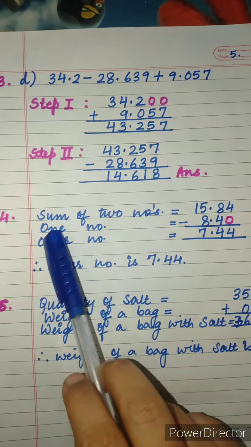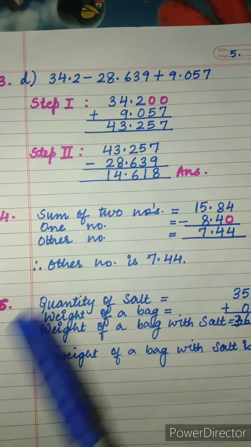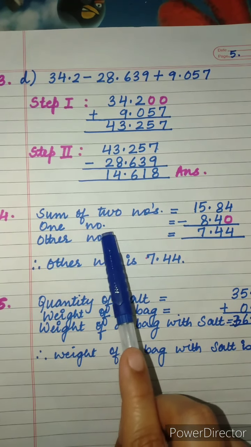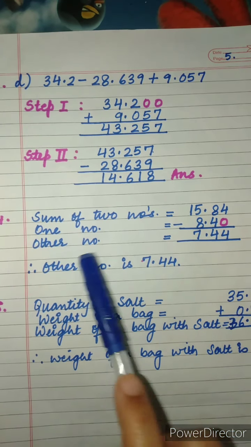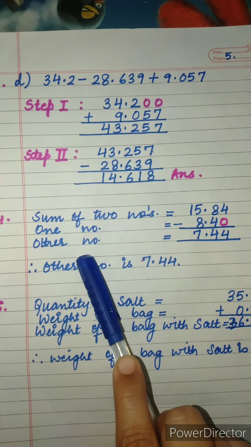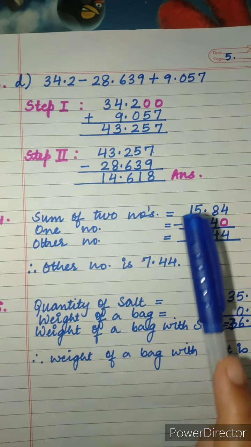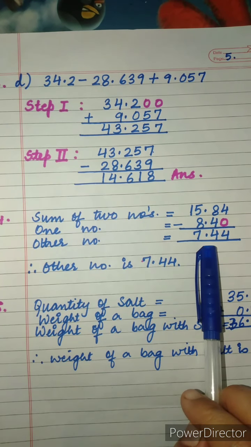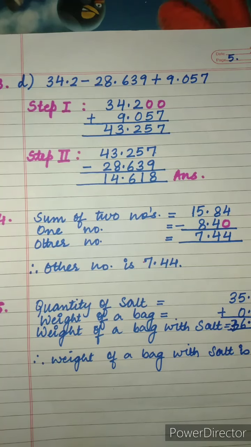Now coming to question number 4. We are given that the sum of two numbers is 15.84. Sum means when the two numbers get added we have 15.84, and one number out of the 2 is given to you, that is 8.4. We have to find the other number. How will you find it? When you subtract one number from the sum of two numbers, you will get the second number. So this is your second number, that is 7.44.